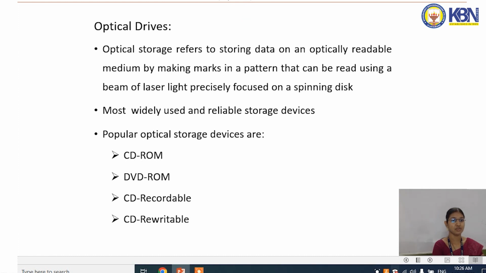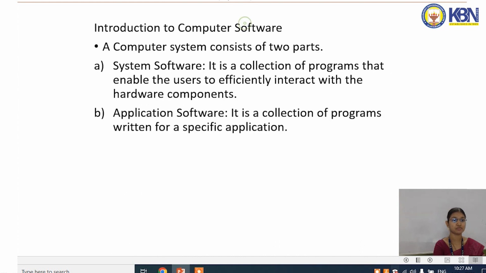Optical drives mean storing the data in a pattern and using a beam of laser light, the most widely used reliable storage devices. What are the optical storage devices? CD-ROM, DVD-ROM, CD recordable, CD writable.